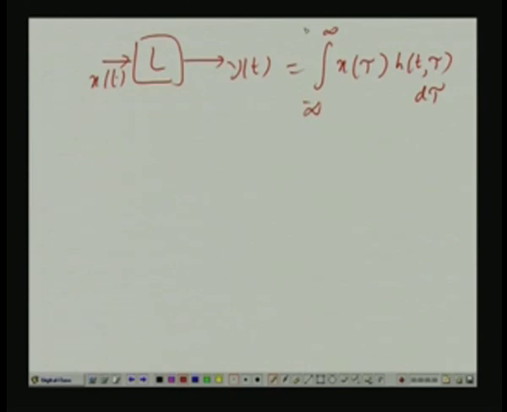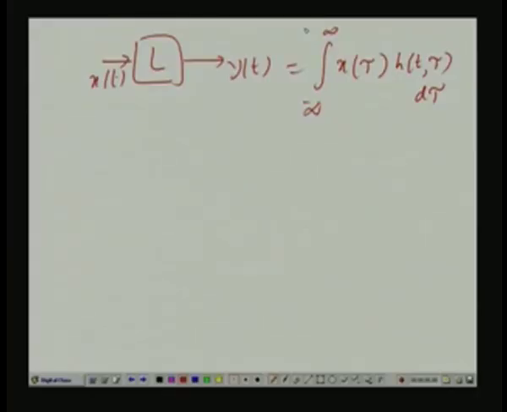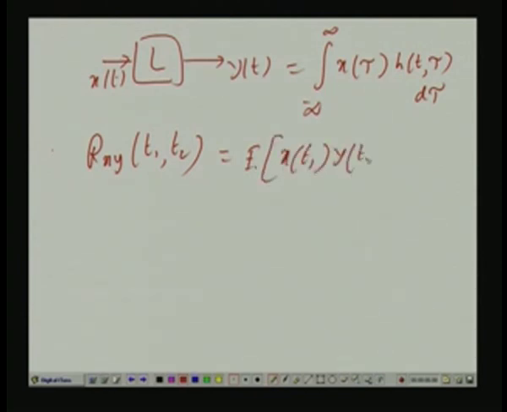To be most general, I still keep the linearity only, I do not bring in time invariance unless necessary. So, for the linear case, suppose you want to find out one cross correlation function R x y, say t 1 t 2, that is expected value of x t 1 y t 2. What is it? Now, y t 2 we know, we put in the formula, that is the integral of x tau h t 2 comma tau d tau, and x t 1 multiplying that.